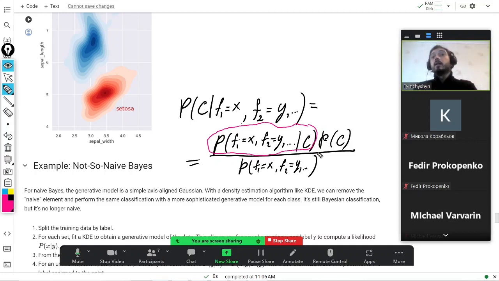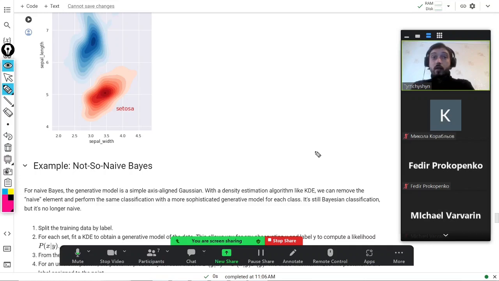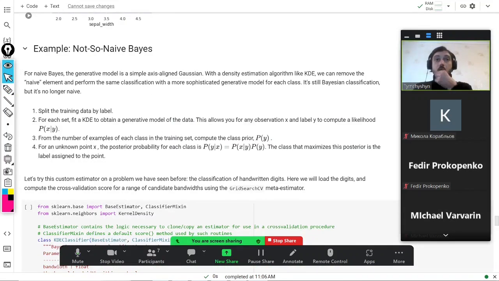But now we have KDE. What can we do? Do you have any ideas? You can estimate this probability. Yes, we may estimate it right now. Because we have our data set, I can take from my data set all the points corresponding to class C that I'm interested in, and I can estimate that probability distribution with the KDE. Let's look at what happens.